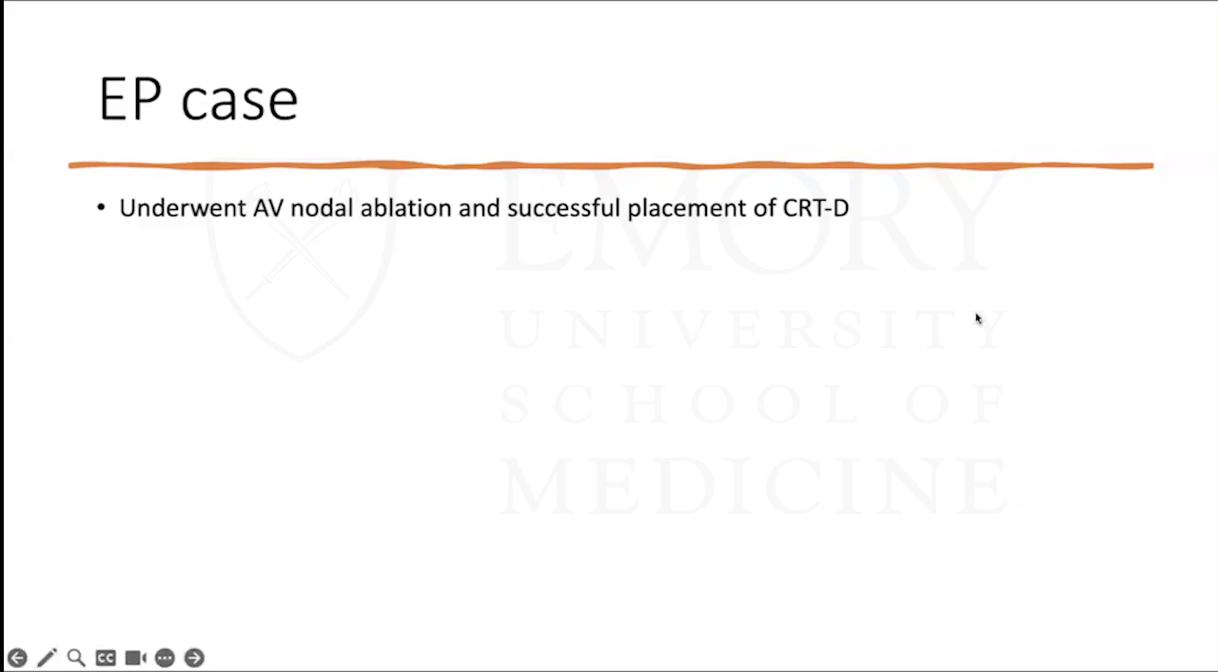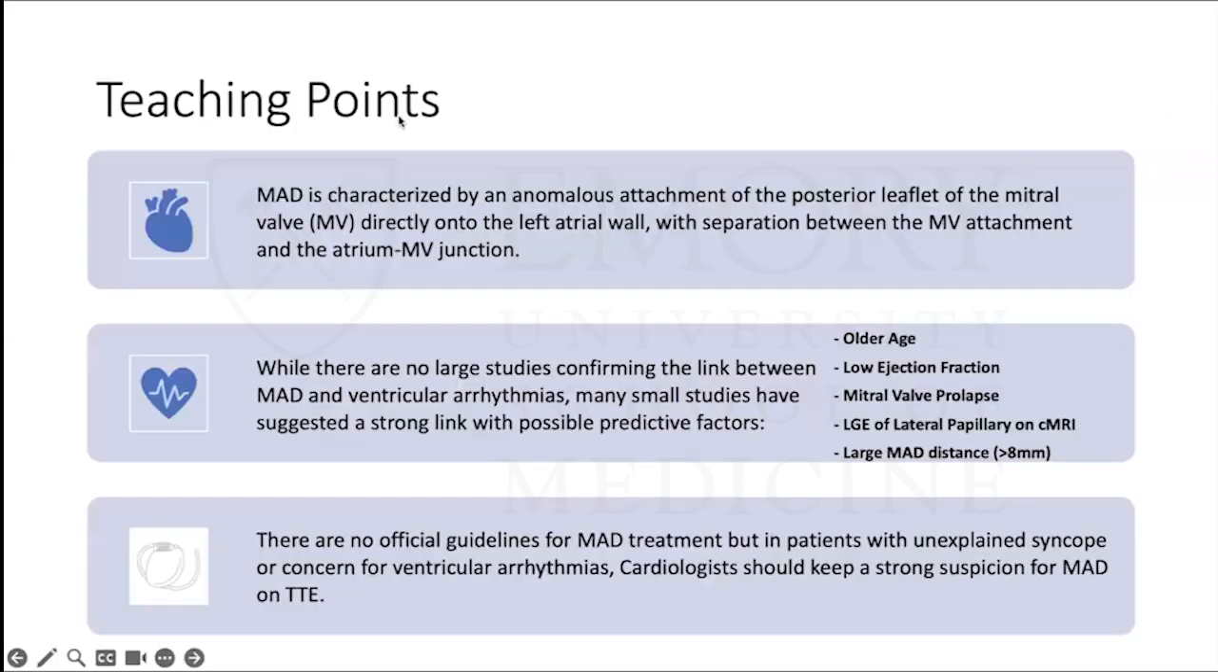So kind of coming back to our teaching points here, thinking about the characteristic findings, MAD is characterized by anomalous attachment of the posterior leaflet of the mitral valve directly onto the left atrial wall and separation between the attachment and the atrium mitral valve junction. And then thinking about characteristic phenotypes that give us a higher index of suspicion for ventricular arrhythmias: there are no large prospective studies confirming a link between MAD and ventricular arrhythmias, but a pooled collection of smaller studies have shown a strong link with these as possible factors.